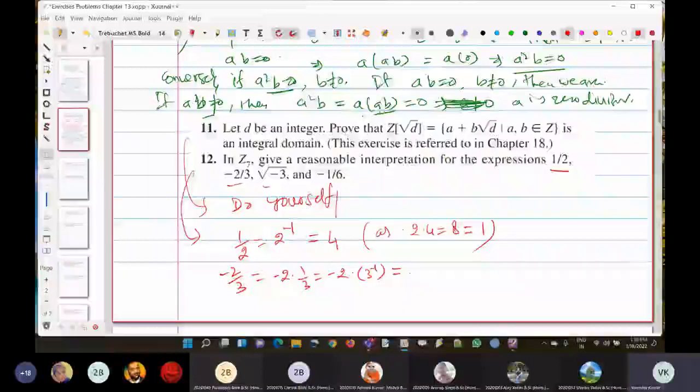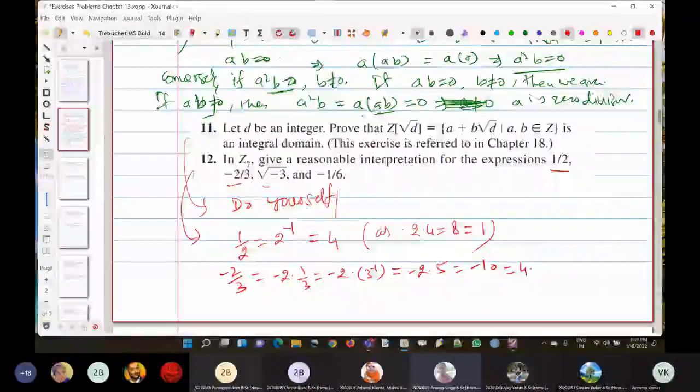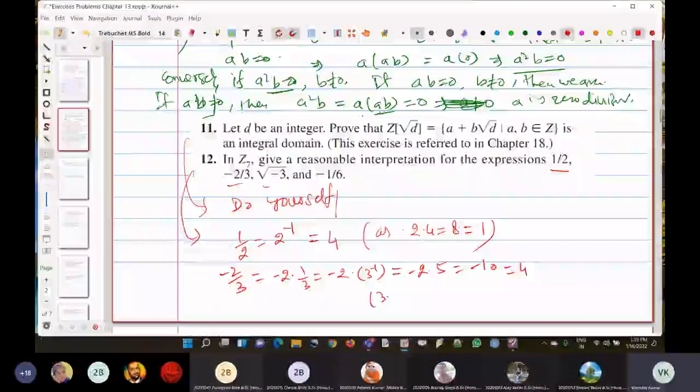2 times 5 equals -10, and -10 in Z7 will become, what do we need to add? 14. So -10 plus 14 gives 4. So this is equivalent to 4. And 3 times 5 is 15, and 15 is 1 under modulo 7. Fine. So the rest you can find out.